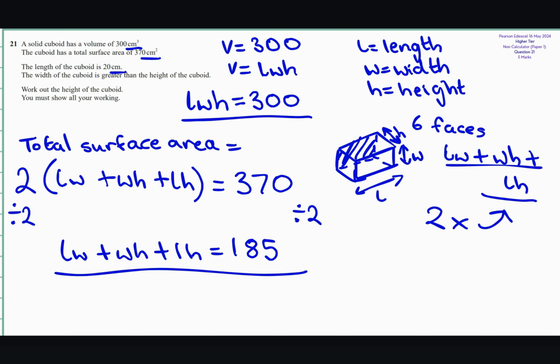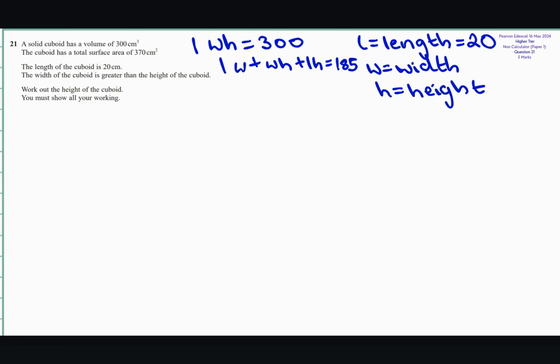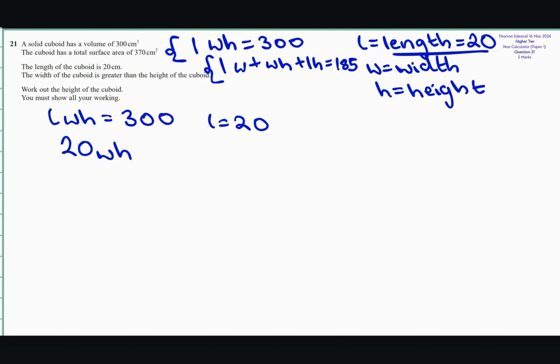Now that I've started you off, if you haven't already, have a go at the question. Alright, let's move on. So we ended up with these two equations. LWH is equal to 300 and LW plus WH plus LH equals 185. Now, we know that the length is equal to 20. Alright, so if LWH equals 300 and L equals 20, that means 20WH is equal to 300.